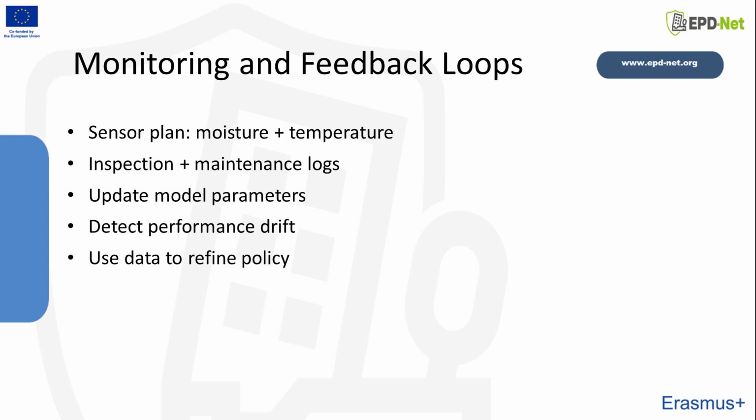Monitoring closes the loop. A minimal monitoring plan might track soil moisture, surface temperature, and runoff at the drain outlet, paired with basic maintenance logs. These data can be used to update model parameters and detect performance drift, such as reduced retention due to clogged drainage or reduced evapotranspiration due to plant loss.